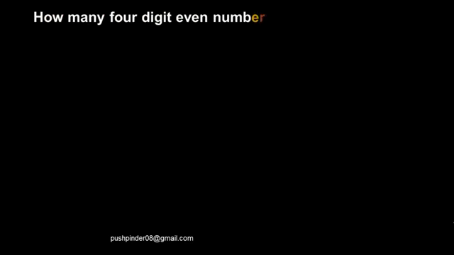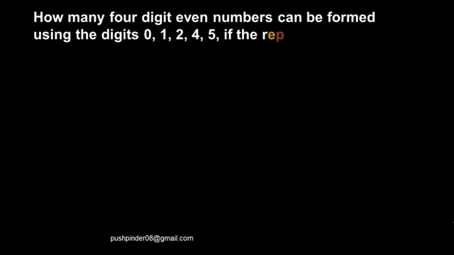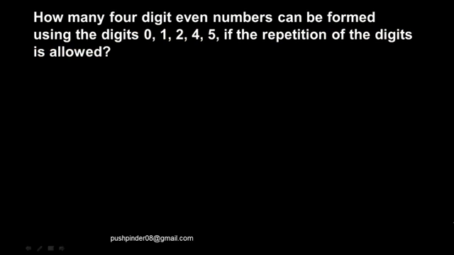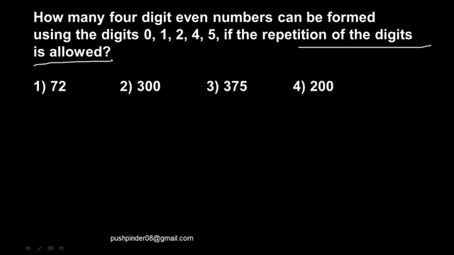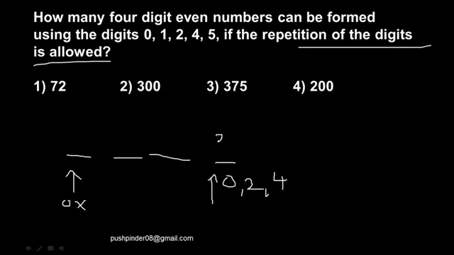Okay, how many 4-digit even numbers can be formed using these digits if the repetition of digits is allowed? Now over here, repetition of digits is allowed. Whenever this is given, our solution becomes a little bit easy. Now there is a condition on 2 places. Over here 0 can't come, but over here only 0, 2 and 4 can come, because you're forming even numbers. So over here you can fill only 3 numbers.